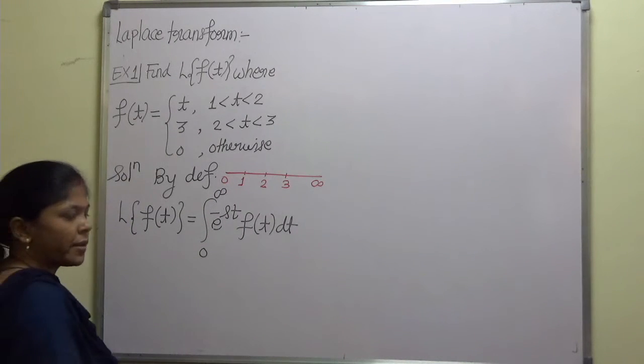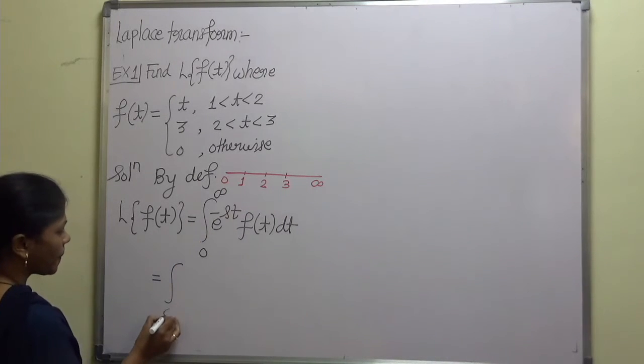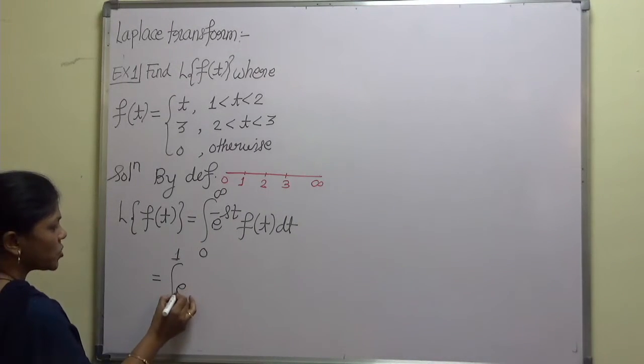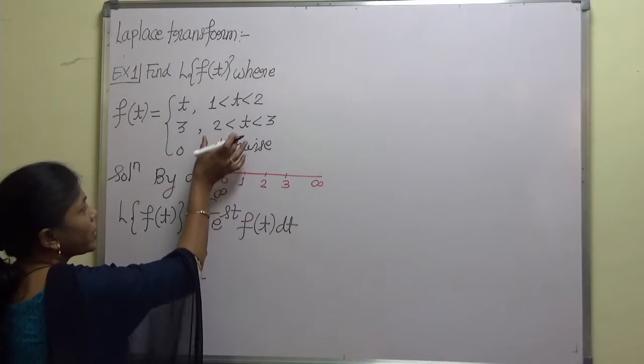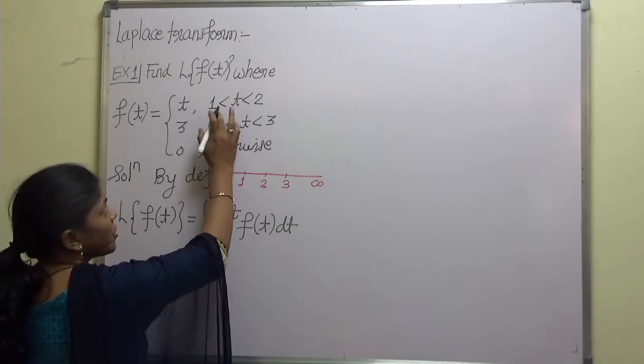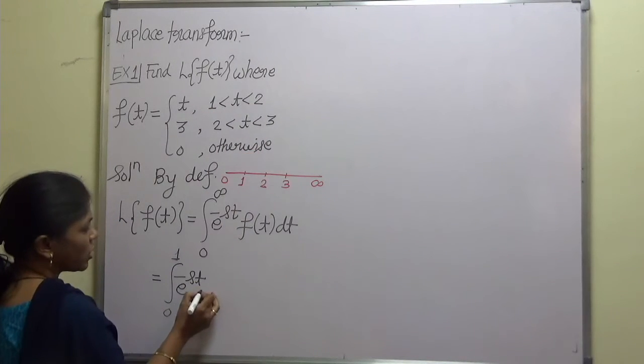So how will you write this? We will write the first part from 0 to 1 of e raised to power minus st. What is f of t from 0 to 1? Do you find f of t from 0 to 1? No, so it will come in the otherwise case. So what is f of t? 0.